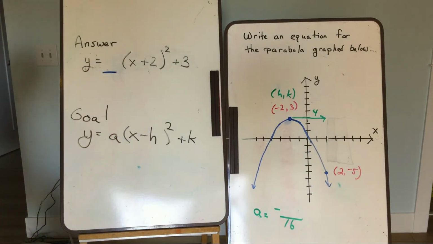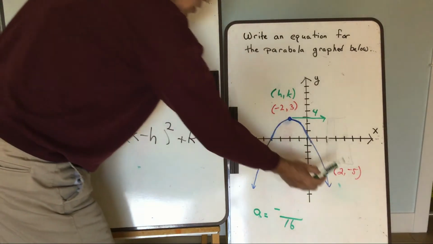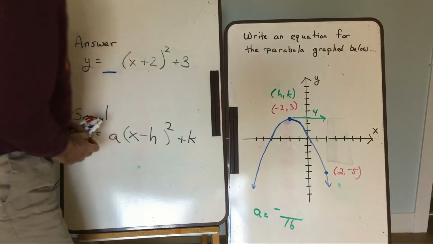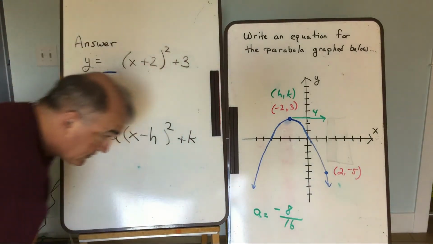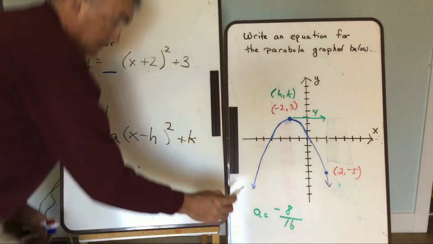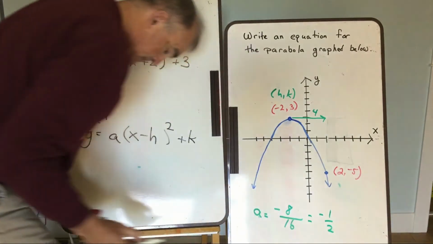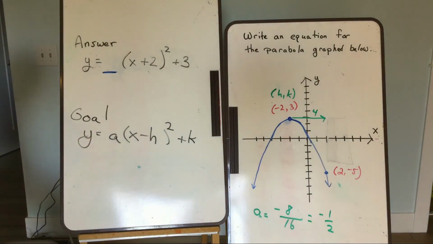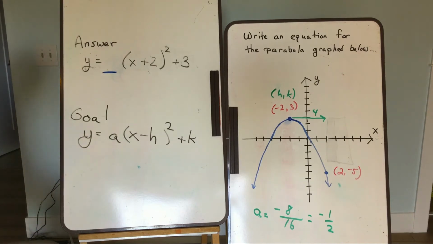And is it the proper distance? We started at 3, we went down to -5, that's a distance of down 8. We didn't go down 16, we went down 8, which is half as far as we usually would. So our stretch factor is 1/2. Because we're down, -1/2 is the value for a. We can write the -1/2 for the value of a in here.